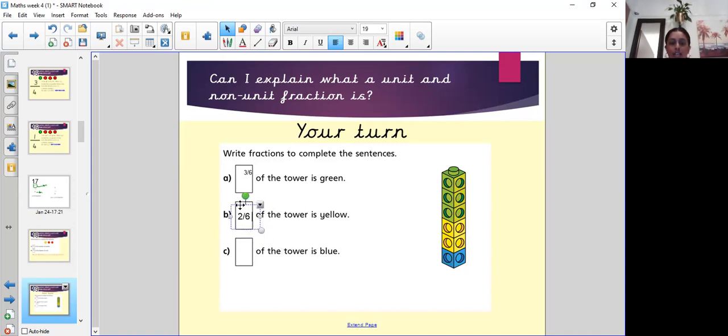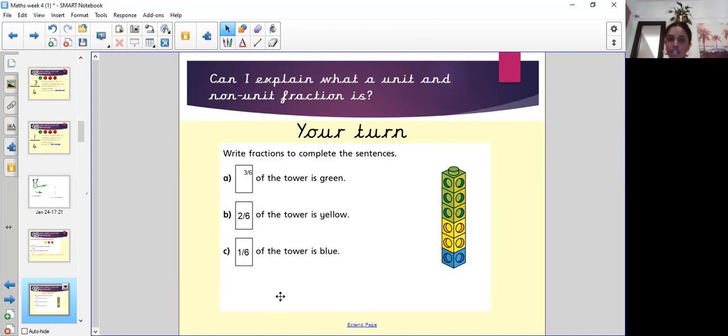And finally on C, how many are blue? We've got 6 cubes and 1 is blue. So it will be 1 out of 6. Let's see if you can have a think. I'm going to test you. Which one is a non-unit fraction?